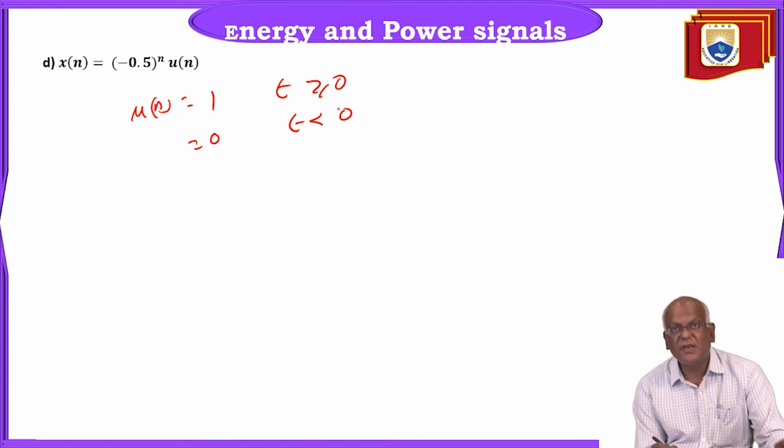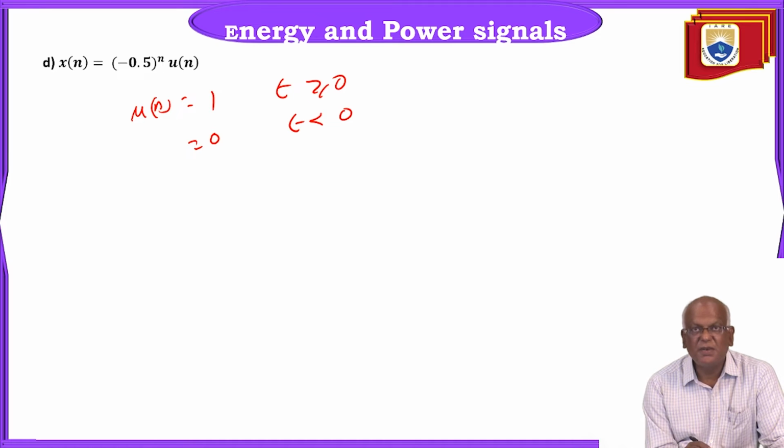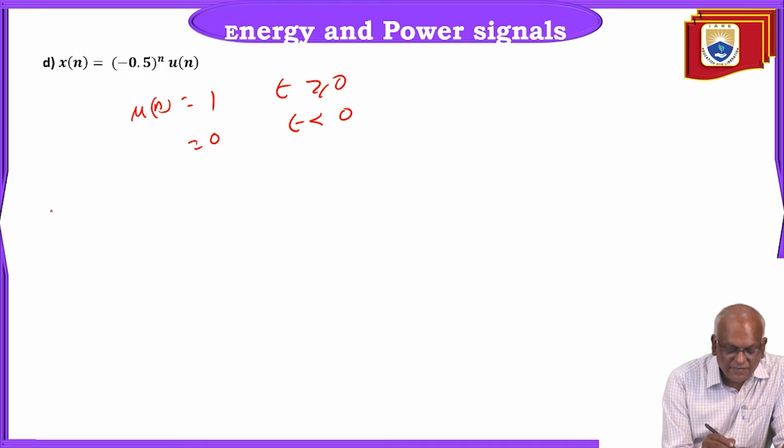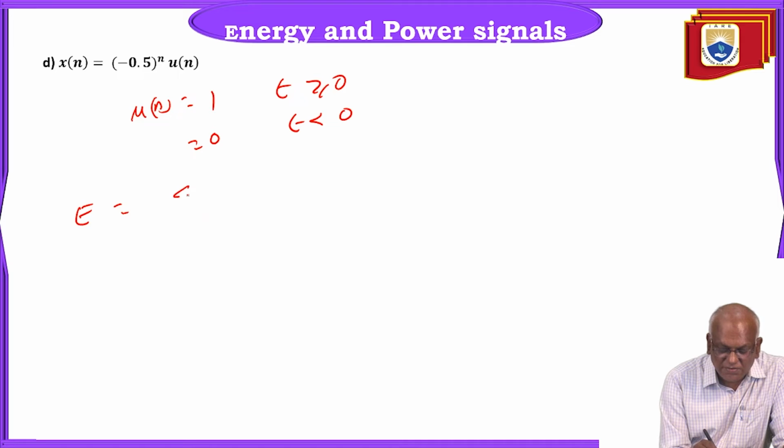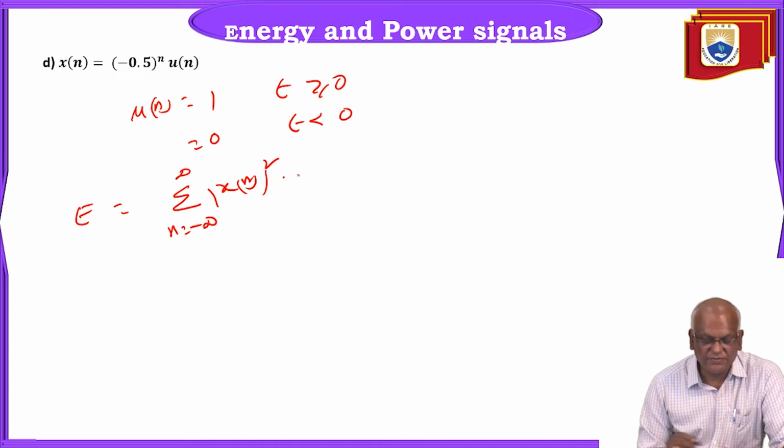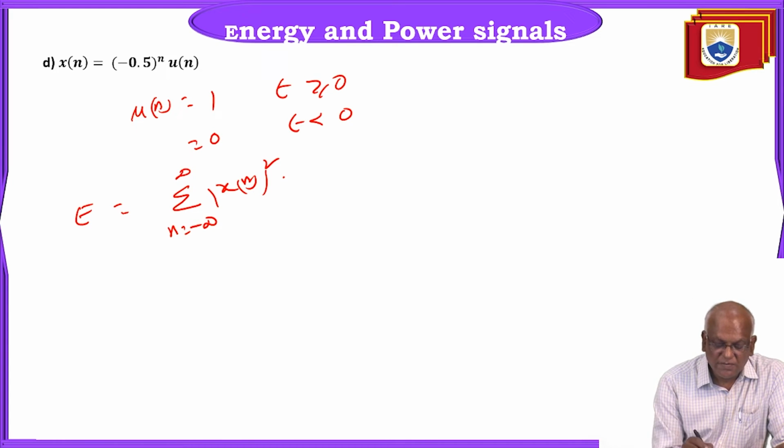Any signal multiplied by the u of n function becomes a one-sided signal. A one-sided signal is only a right-sided signal. That's why I am finding the energy. Energy of the signal, E, is given by the sum from n equal to minus infinity to plus infinity of the absolute value of x of n squared. Because of the limits, u of n can be defined as 1.